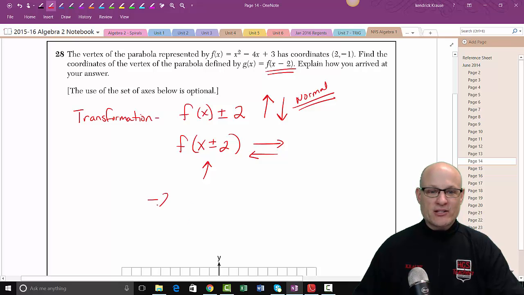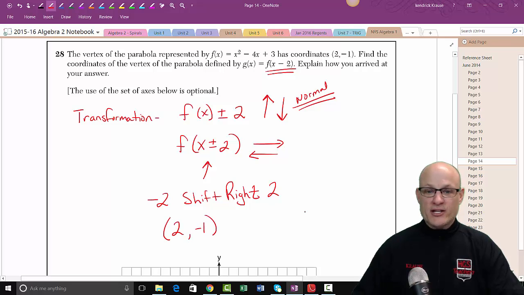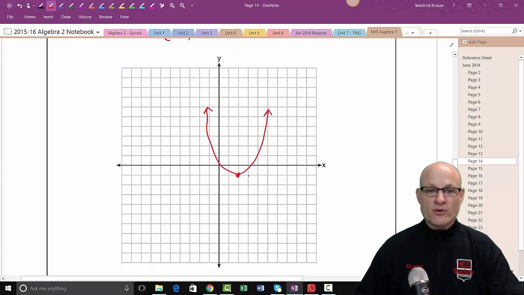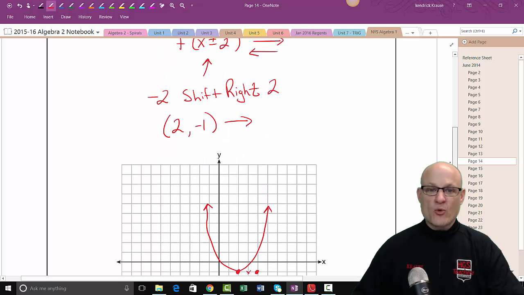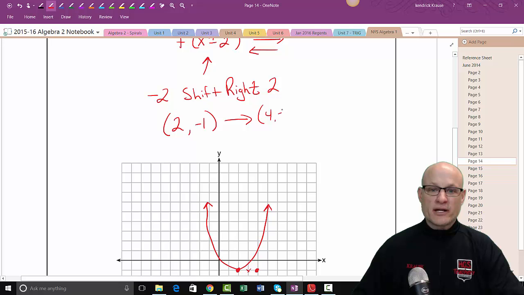When I subtracted 2, that means it's a shift right 2. So, therefore, if my vertex is 2, -1, and I shift it to the right 2, and I can look at this graphically, to the right 2, 1, 2, my new vertex is going to be 4, -1.